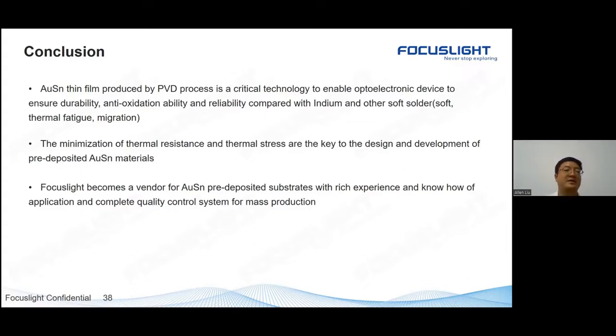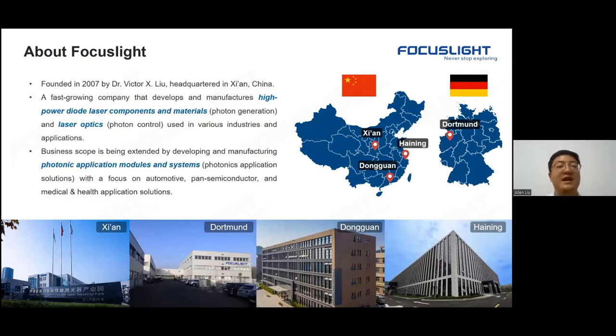Okay. Just the introduction for Focuslight. Focuslight was founded in 2007 by Dr. Liu and is headquartered in Xi'an. Now we mainly have three businesses: the high power laser diode components and materials, which means photo generation, and the laser optics, which means photo control, and the photonic application module and system, which means photonics application solution.